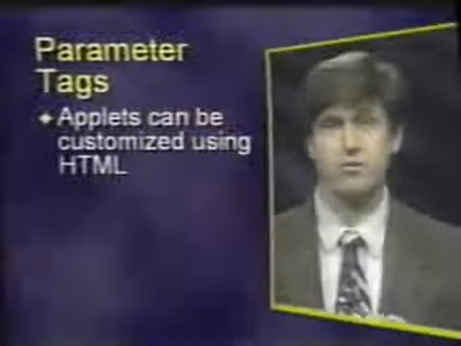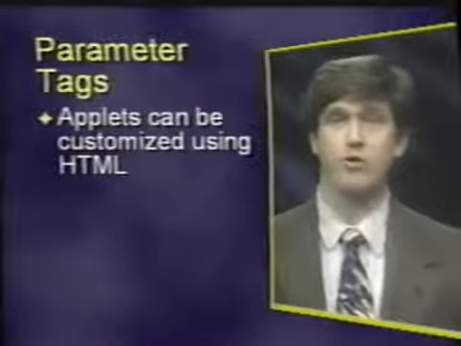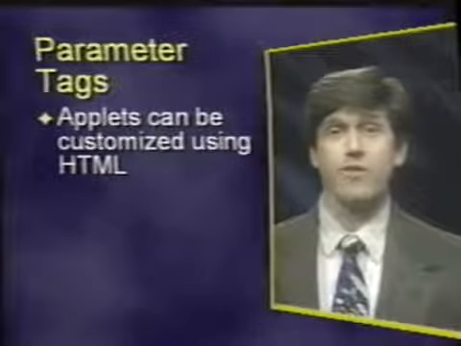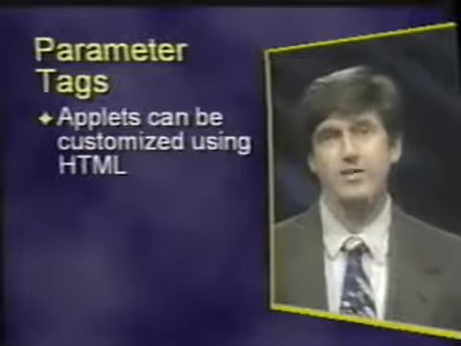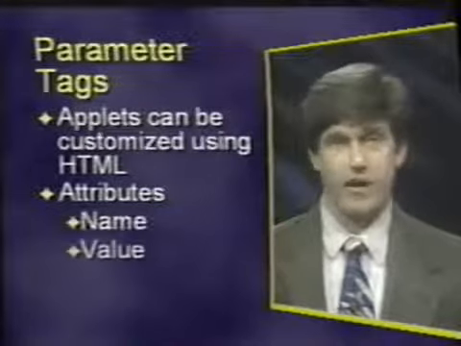Now, in parameter tags, one of the nice properties that you have with Java is you can have a compiled program and give it parameters within an HTML document. So you can customize an application or an applet using solely HTML. You don't have to do a single bit of Java coding. And this is done with a param tag. A param tag has two attributes, namely the name attribute and the value attribute.